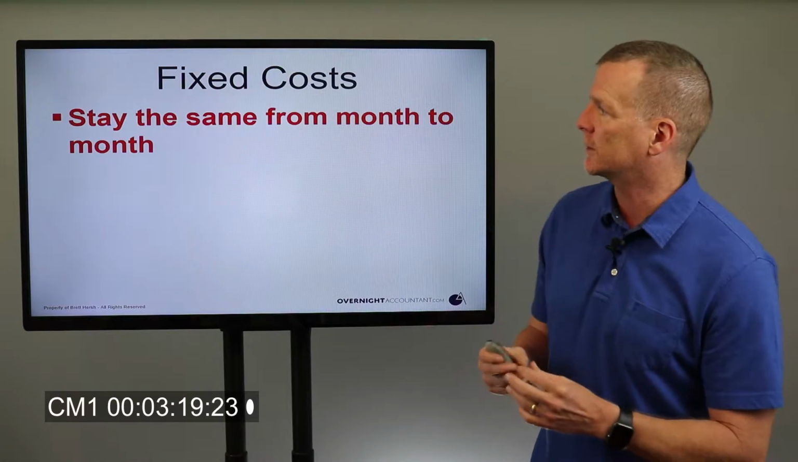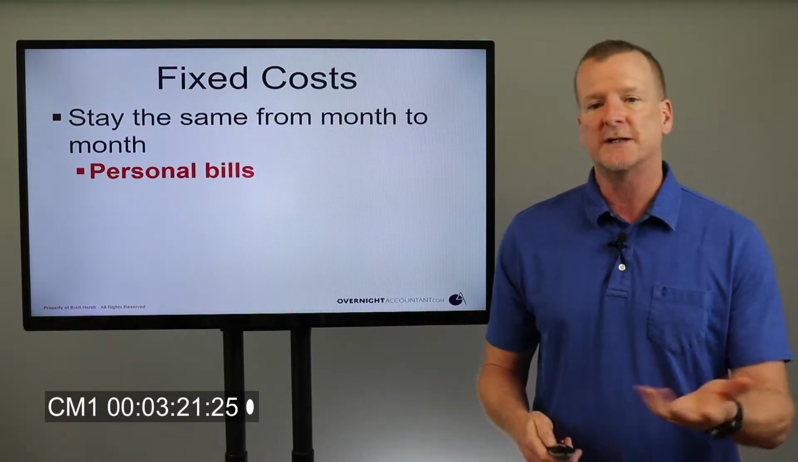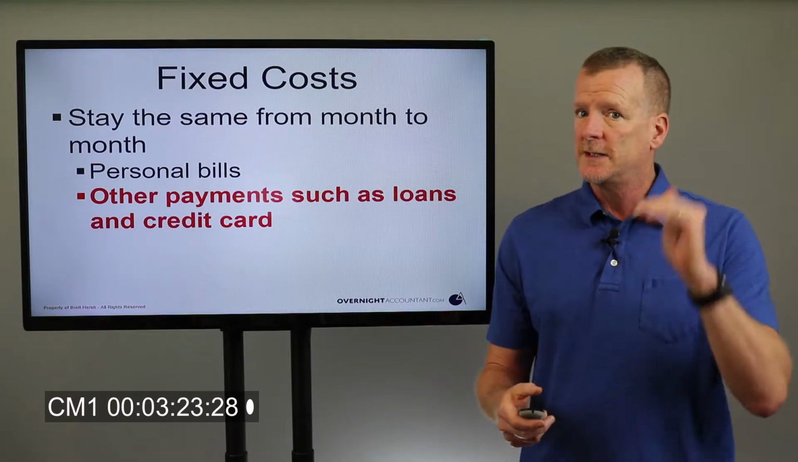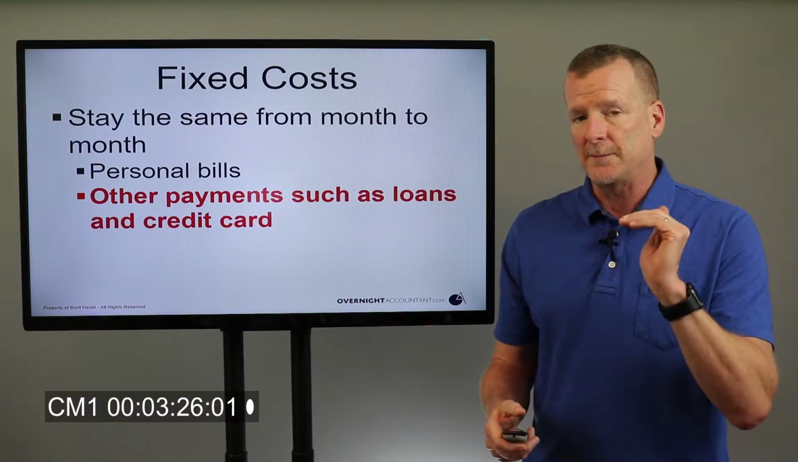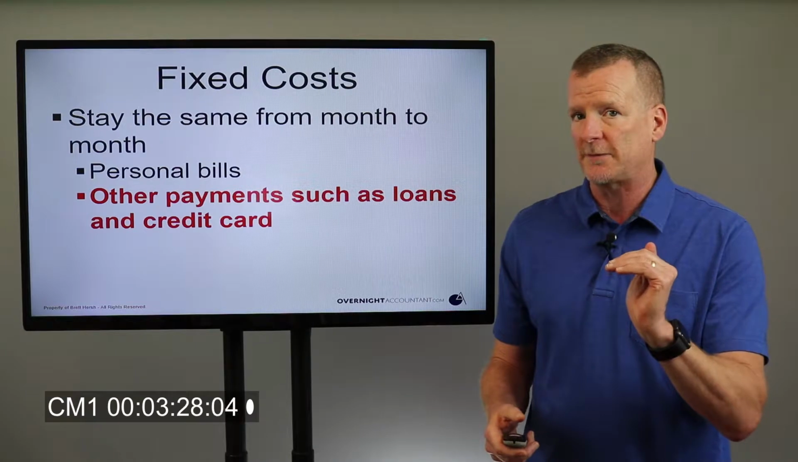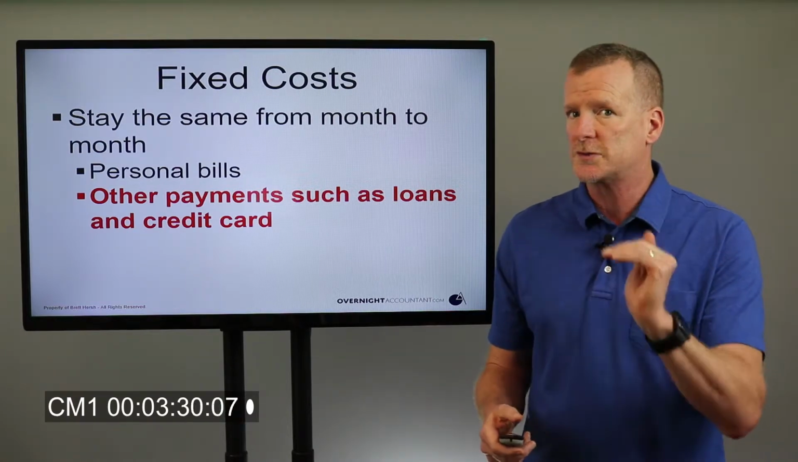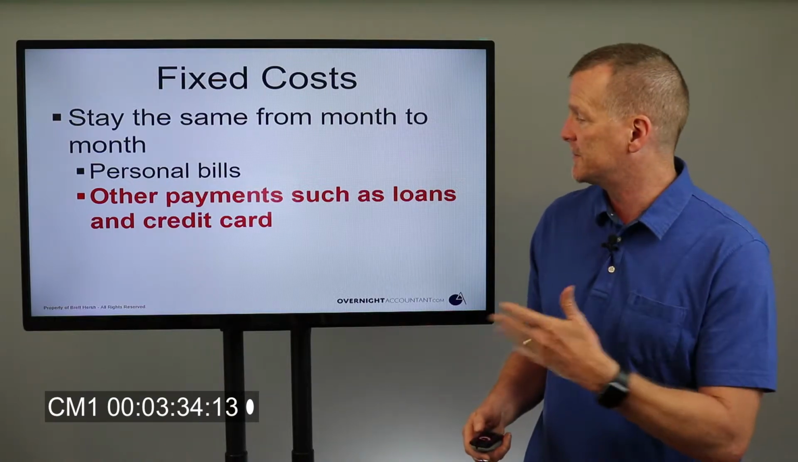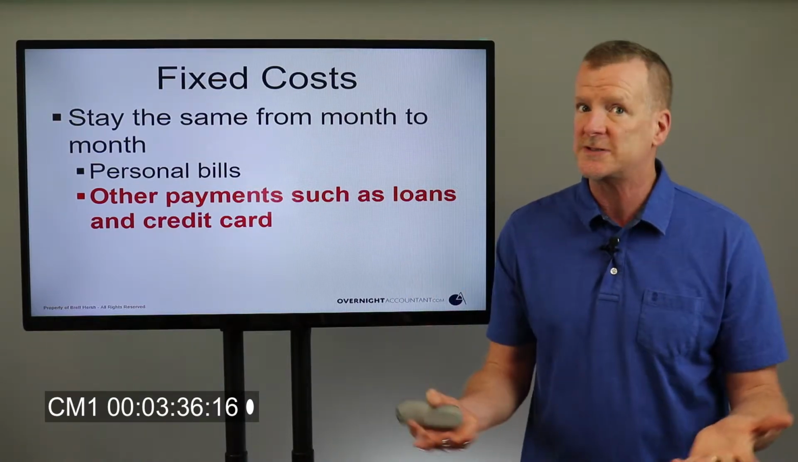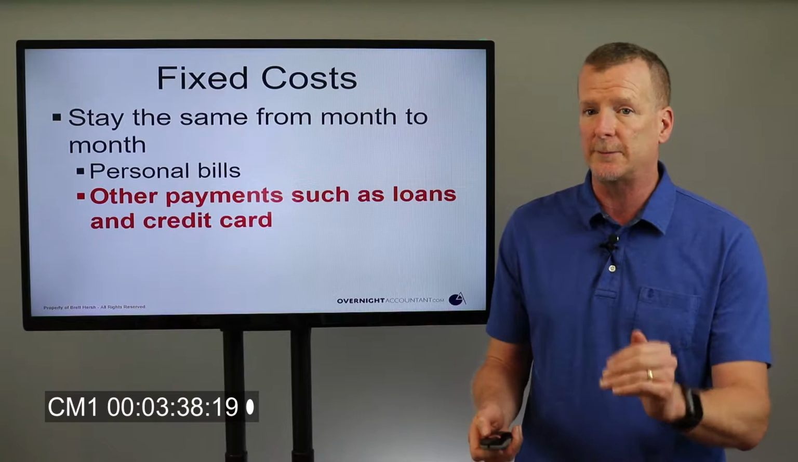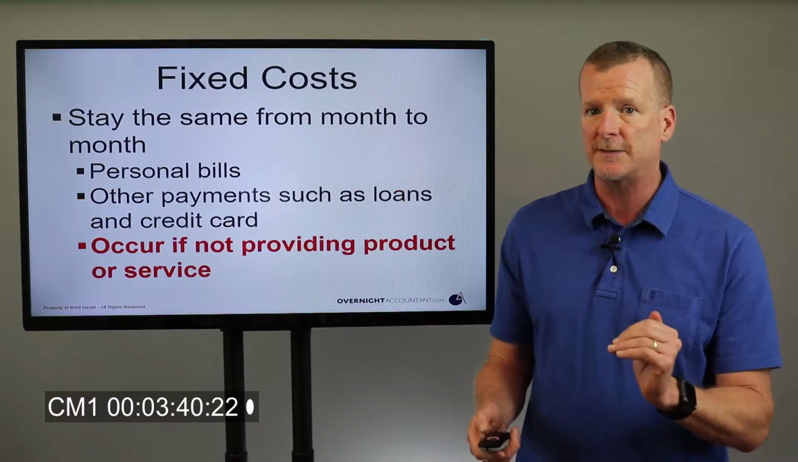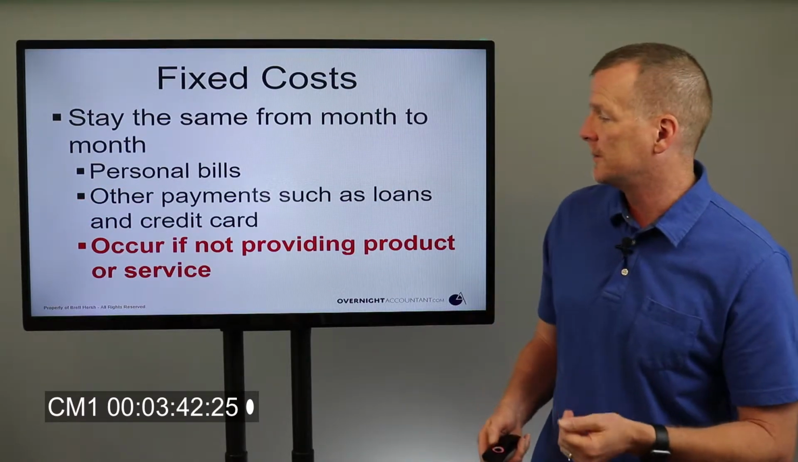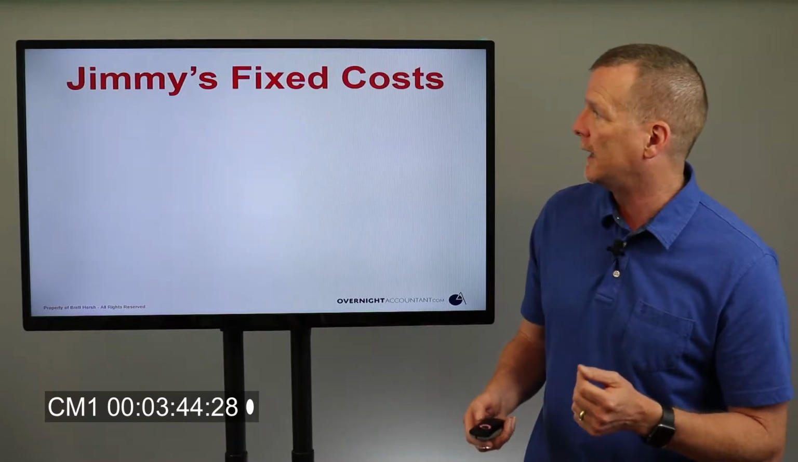All right, fixed costs, if you recall, they stay the same from month to month. Got your personal bills. Now these are all fixed. We may not have introduced this yet because we did talk about fixed expenses, but if you think about it, your personal bills are going to be about the same from month to month. Your other payments that your business must make, such as loans and credit card payments, are also fixed because the way we calculate them on a monthly basis is they're the same from month to month. And these are going to occur whether you're providing your product or not.